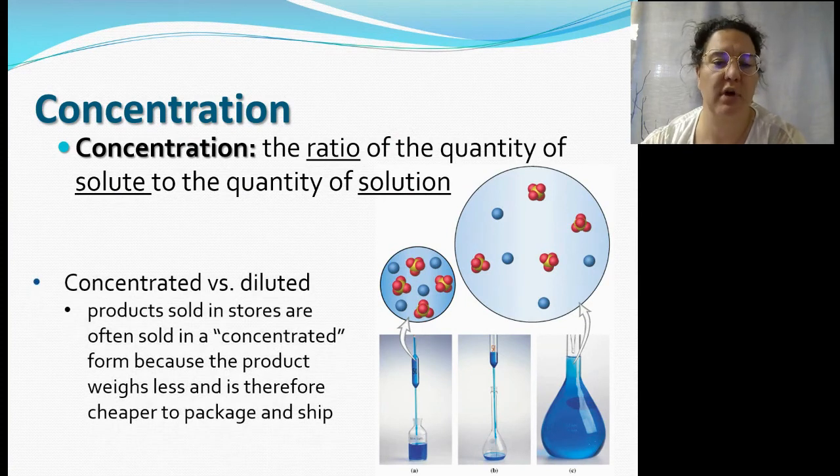Products sold in stores are often sold as concentrated because that way the product weighs less and is cheaper to package and ship. And then you will dilute the product once you reach it at home.